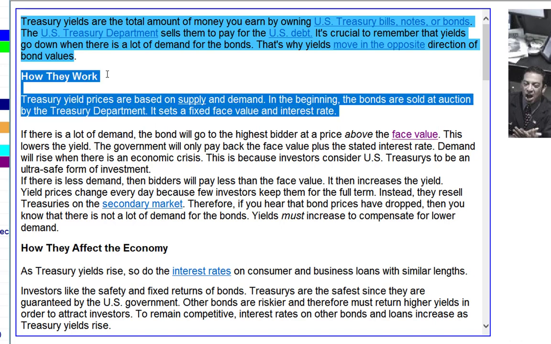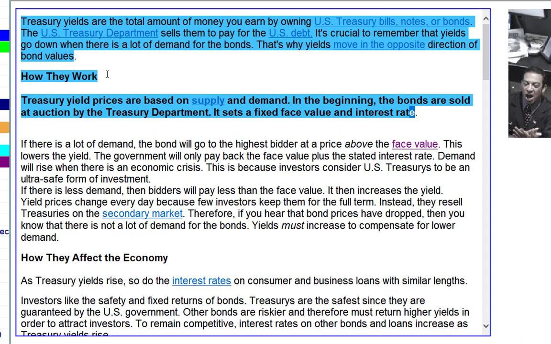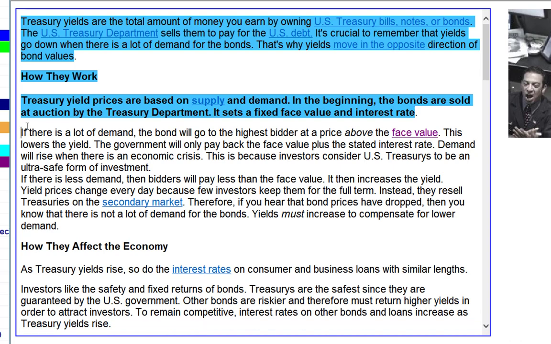Alright. Let's keep fighting. Now, there is a lot of demand. The bond will go to the highest bidder. Price above the face value. Okay, now I have some idea what face value is.